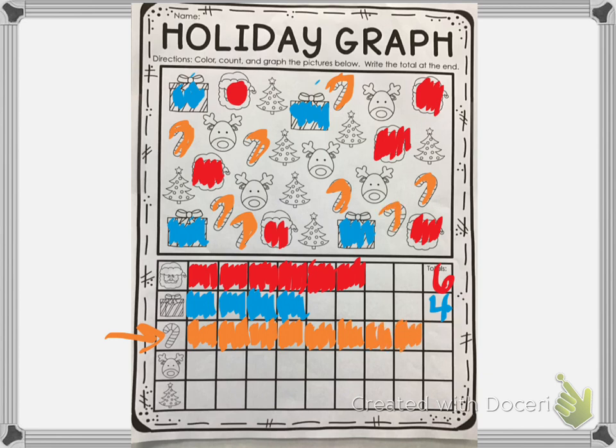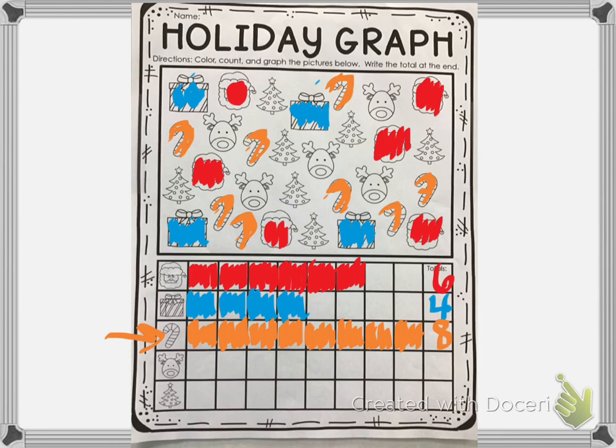Eight. Double check. 1, 2, 3, 4, 5, 6, 7, 8. And check here at the graph. 1, 2, 3, 4, 5, 6, 7, 8. Okay. And I'm going to write my total over here. That's 8. I'm going to switch colors.